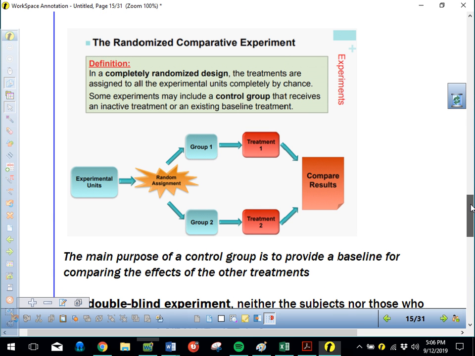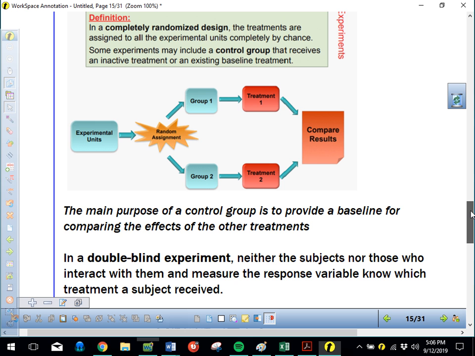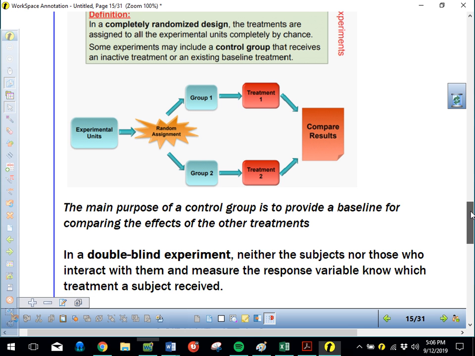So control groups provide a baseline so that we can measure the effectiveness, because we want to ask, well, was it the weather? Was it what they ate? Whatever it is that could have changed over the course of the experiment, well, this helps us see.